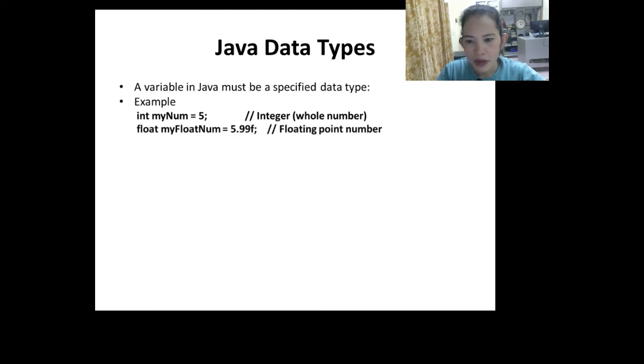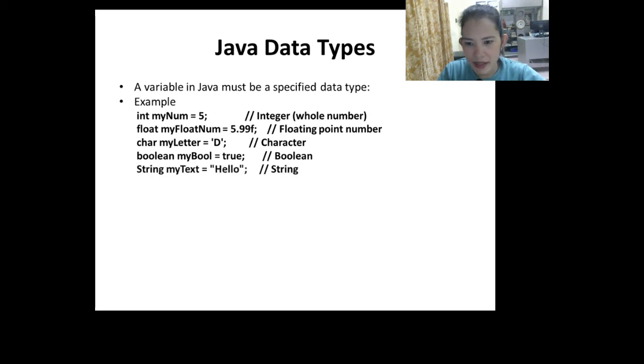Float myFloatNum = 5.99f. This is a floating point number. Char myLetter = 'd'. This example has a data type of a character. Boolean myBool = true. This example variable has a data type of Boolean. String myText = "hello". This is a string data type.